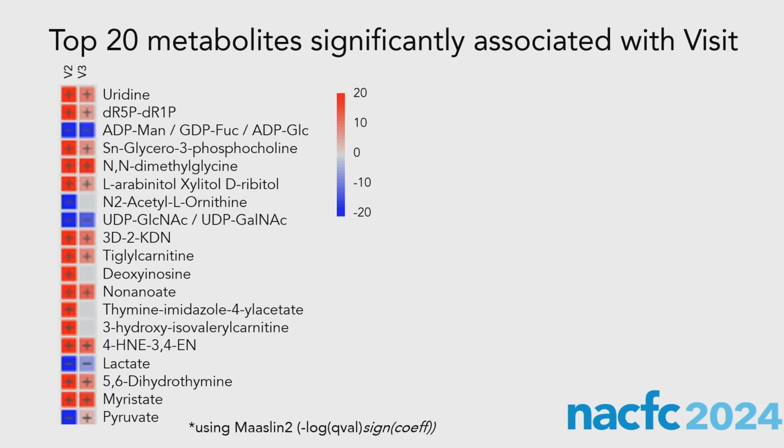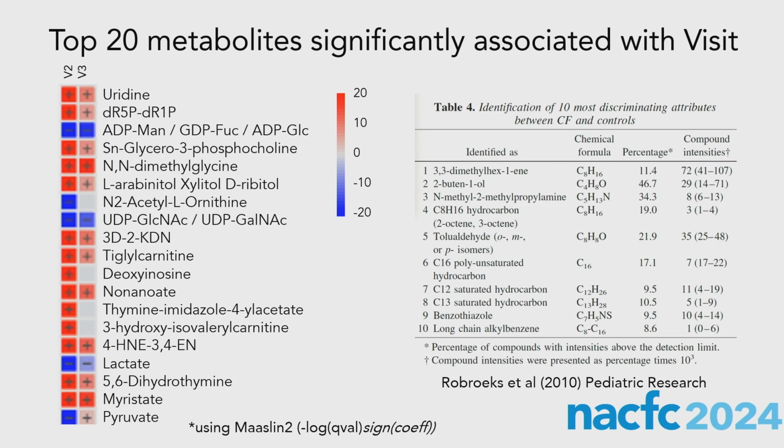So now we get to have the fun part of digging into what the significantly associated molecules are when it comes to visit. So here I'm showing you molecules that are significantly different between visit 2 and visit 1, or visit 3 and visit 1. And some of those molecules are familiar.